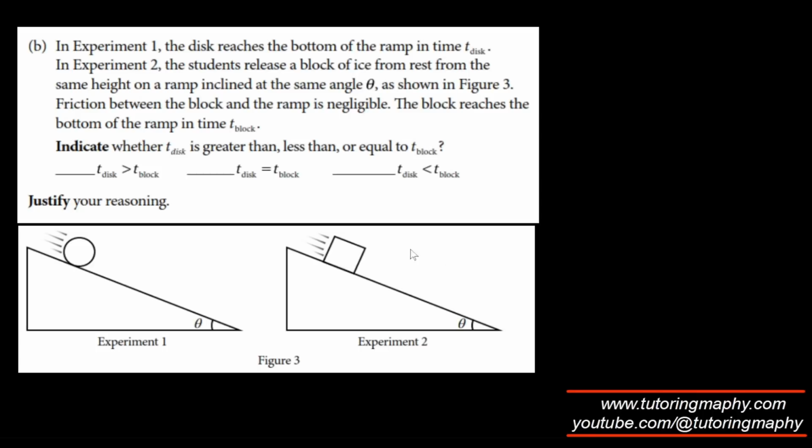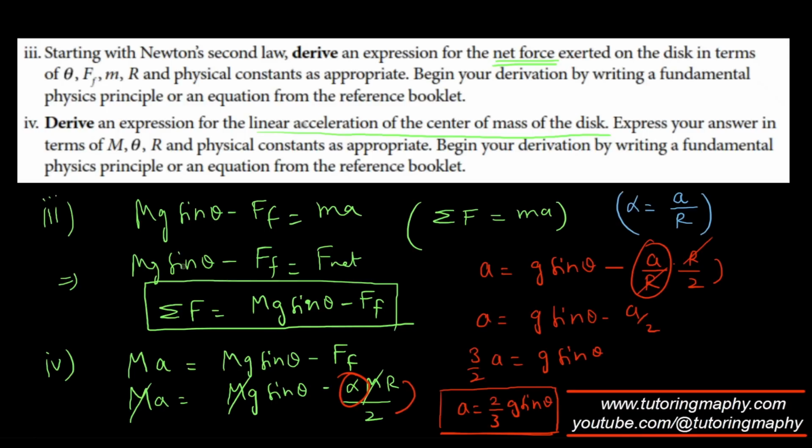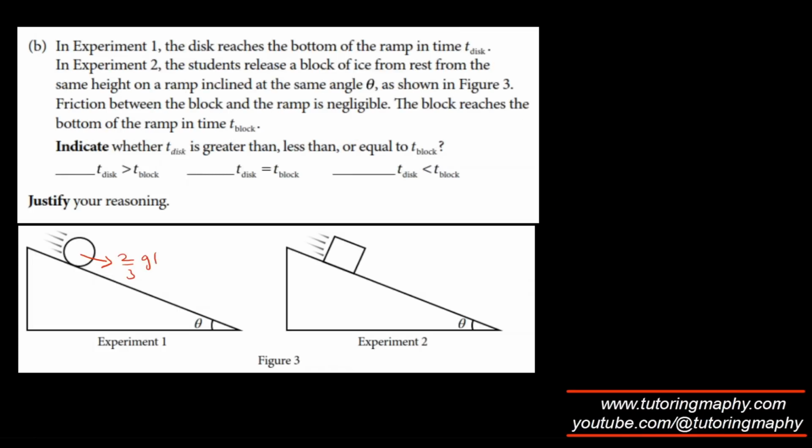Finally, in the last question, they have another experiment in which a block of ice rests on this inclined plane, and this is frictionless now, and it is also released. If the disk initially was taking T disk to come down, and this is taking T block to come down, T is the time. So we need to compare these. I think that would be pretty easy now because we already got this acceleration, right? The linear acceleration is 2/3 of g sine theta. And we very well know that this acceleration will just be g sine theta because there is no other friction force or anything involved over here.